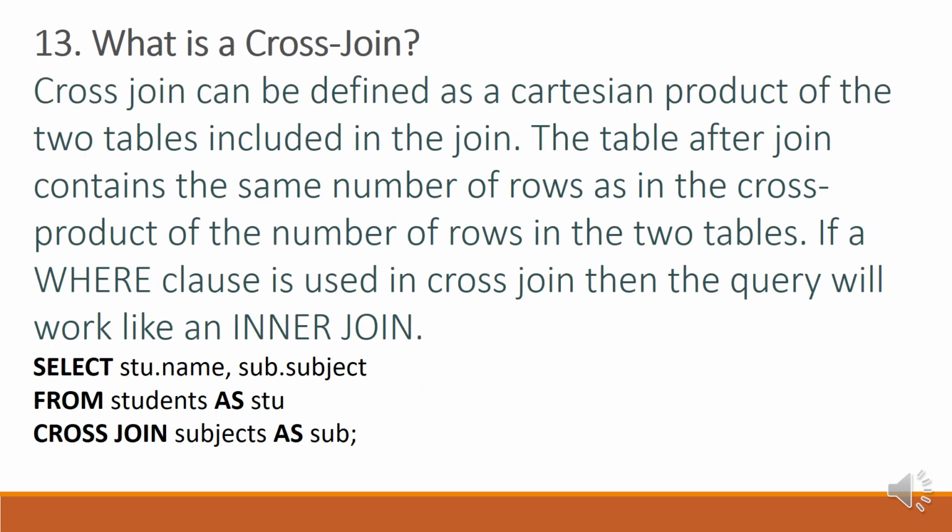Now, what is cross join? Most of the interviewers ask this question. Cross join can be defined as a Cartesian product of the two tables included in the join. The table after join contains the same number of rows as in the cross product of the number of rows in the two tables. If a where clause is used in cross join, then the query will work like an inner join. Here is the syntax.